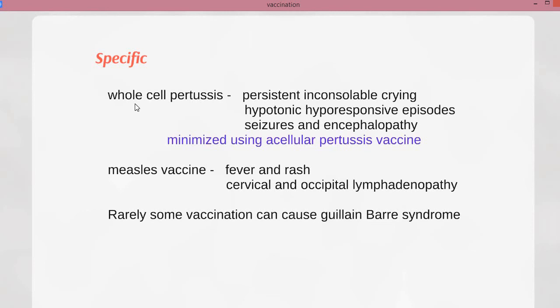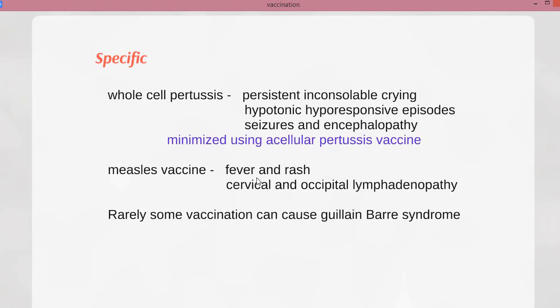reactions which occur not with all vaccines but which are specific to certain vaccines. For example, with whole-cell pertussis, the specific reactions recorded include persistent inconsolable crying, hypotonic hyporesponsive episodes, seizures and encephalopathy, very common with whole-cell pertussis, but this has been minimized using the acellular pertussis vaccine, which comes under the hexavalent vaccine.